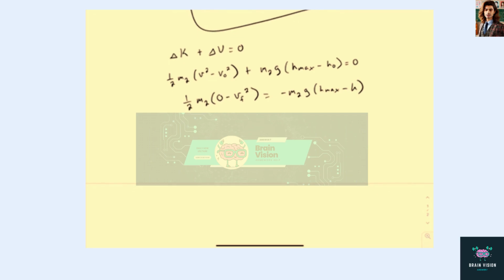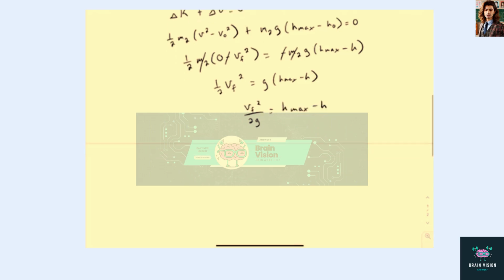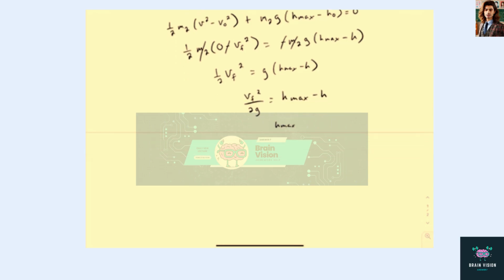So this minus ends up canceling with that because we get a minus in the front, and then the M2's cancel, so we're left with 1/2 Vf squared equals G times H max minus H. So this is Vf squared over 2G equals H max minus H, and we're looking for H max, which is going to be Vf squared over 2G plus H.